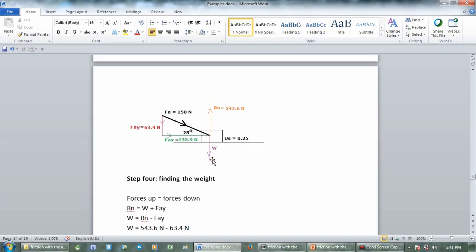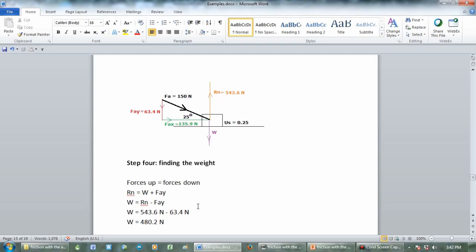Step 4, finding the weight. Forces up equal forces down. Rn equals W plus Fay. W equals Rn minus Fay. W equals 543.6 newtons minus 63.4 newtons. W equals 480.2 newtons.